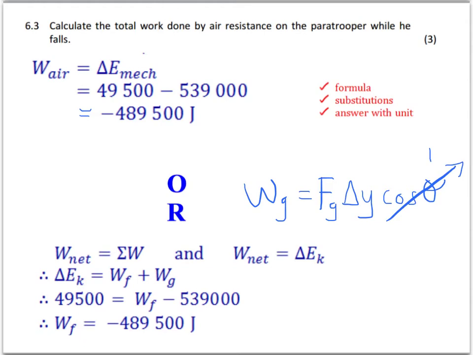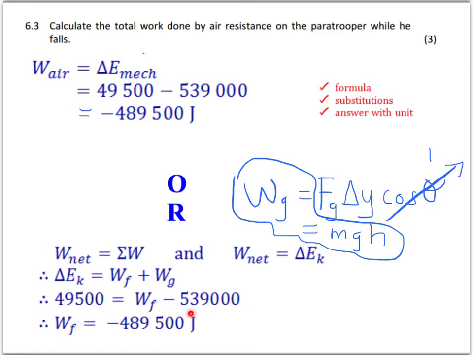The magnitude of the gravitational force is mg. The distance through which this object has fallen is a height h, and here you can see that the work due to gravity is simply equal to mgh, which is the same formula we use for the gravitational potential energy. So that's where this number comes from, 539,000.